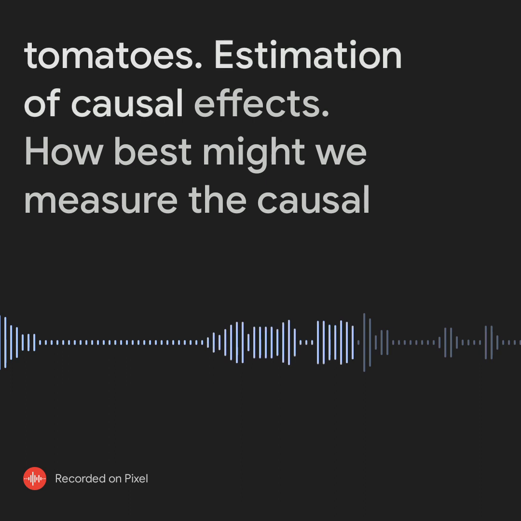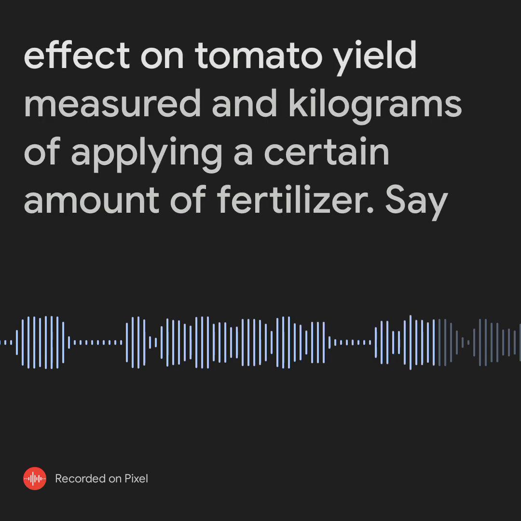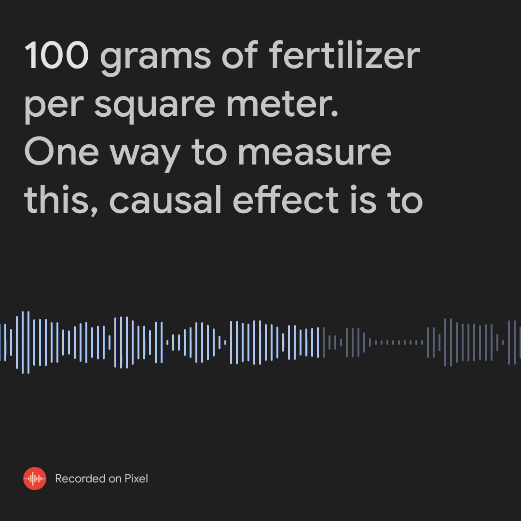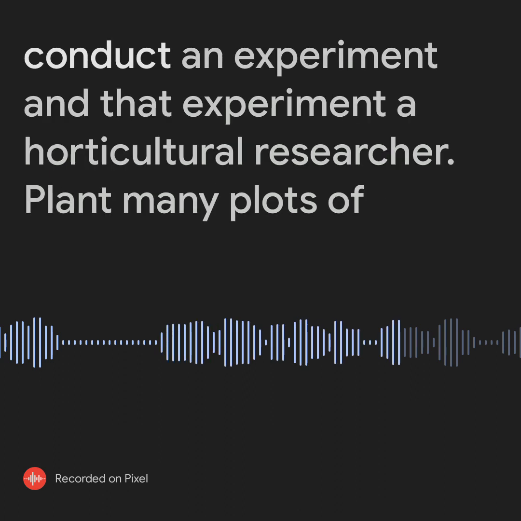Estimation of causal effects. How best might we measure the causal effect on tomato yield, measured in kilograms, of applying a certain amount of fertilizer, say 100 grams of fertilizer per square meter? One way to measure this causal effect is to conduct an experiment.